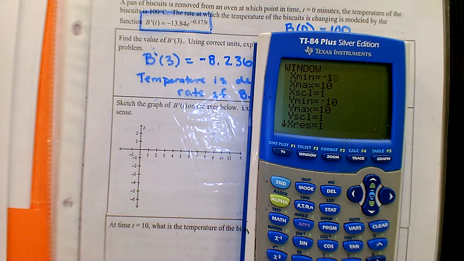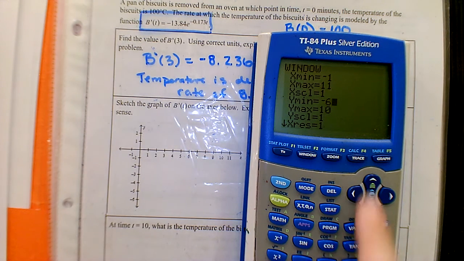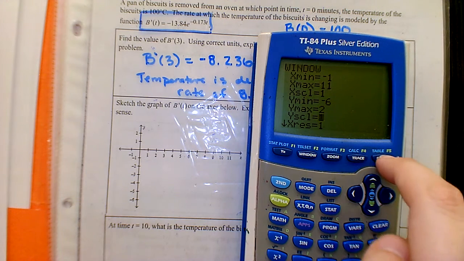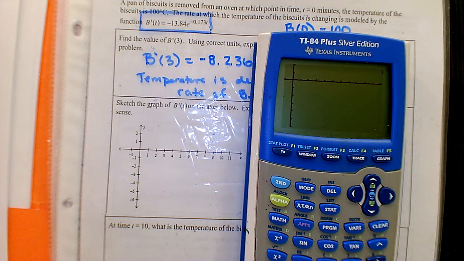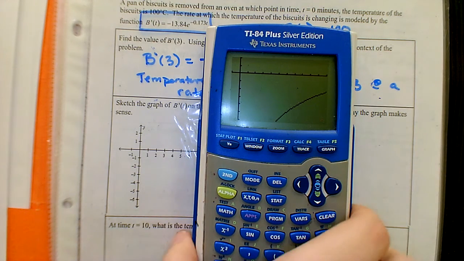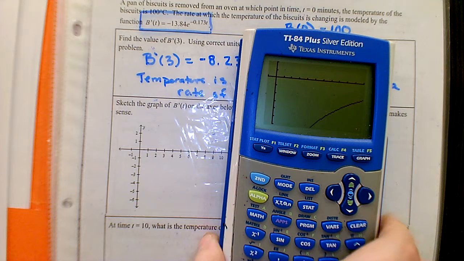So it looks like the lowest x value is -1, highest x value is 11, and they're counting by ones. Lowest y value is -6, highest y value is 2, and they're also counting by ones. Alright, so we kind of get that little curve there. So let's go ahead and maybe you can roughly draw it on your paper.